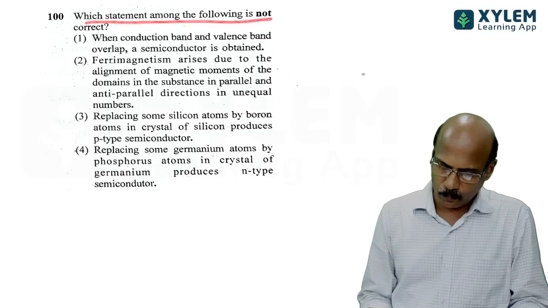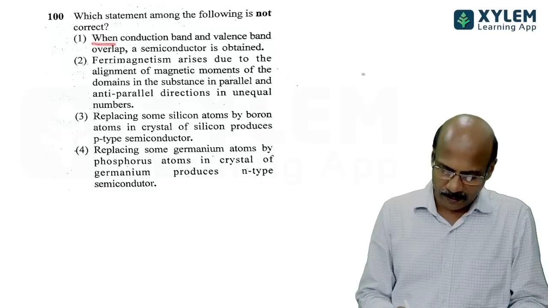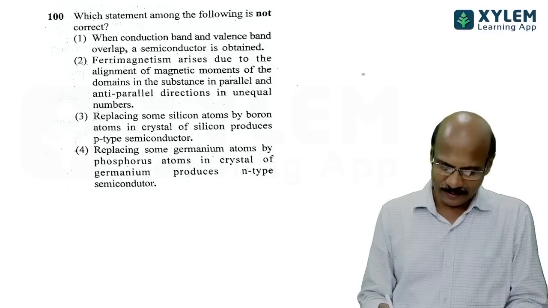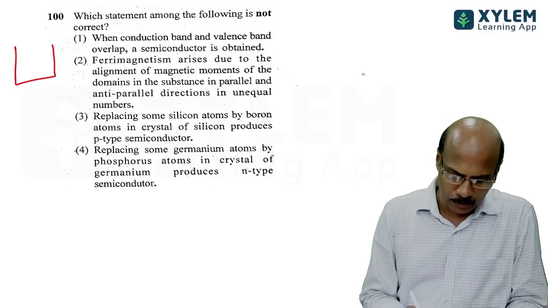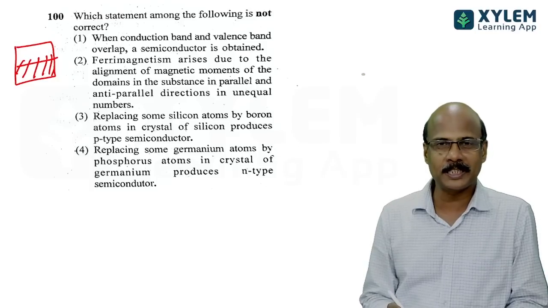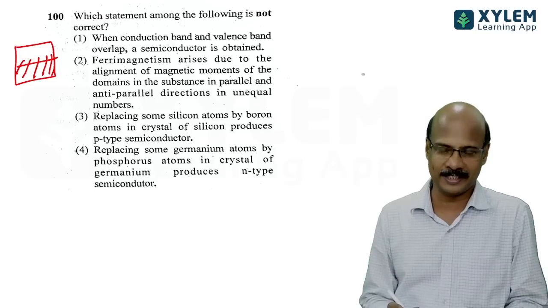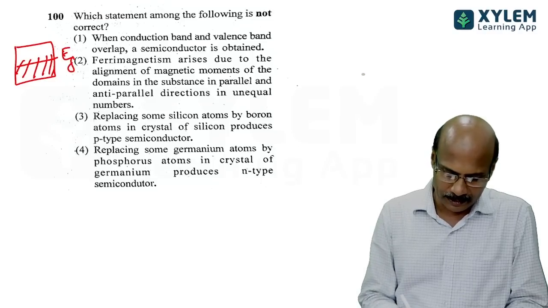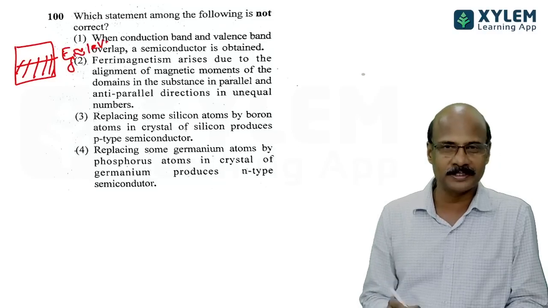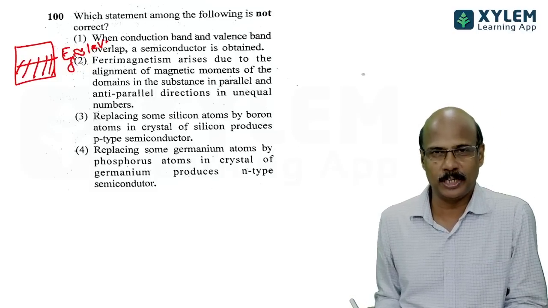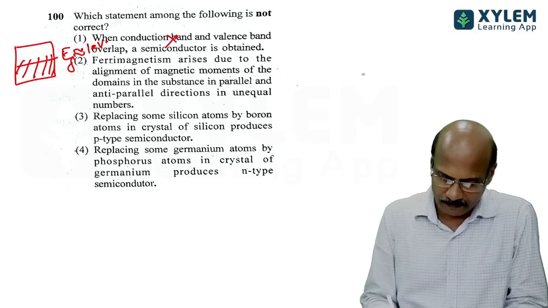Which statement among the following is not correct? When the conduction band and valence band overlap, a semiconductor is obtained. You know, when the conduction band and valence band overlap, that means the forbidden energy gap is zero. Isn't it? In that case, that is the speciality of metals or conductors. In the case of a semiconductor, the forbidden energy gap is nearly equal to 1 electron volt, whereas for insulators it ranges between 5 to 15 electron volt. So this statement itself is wrong.